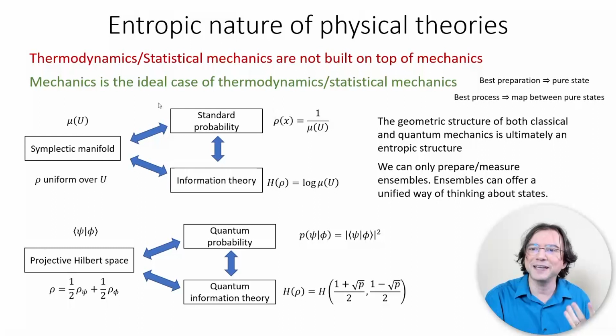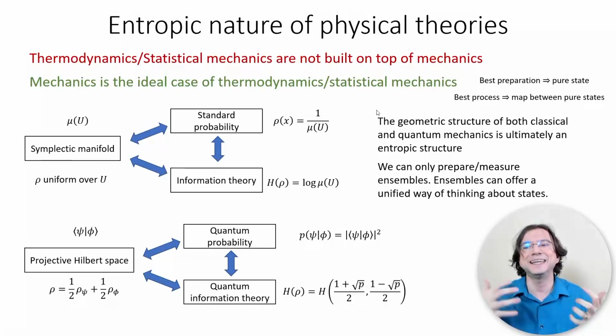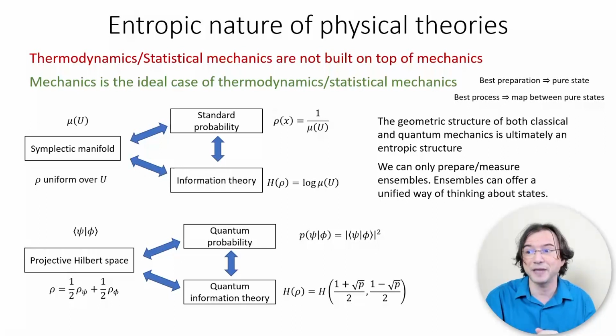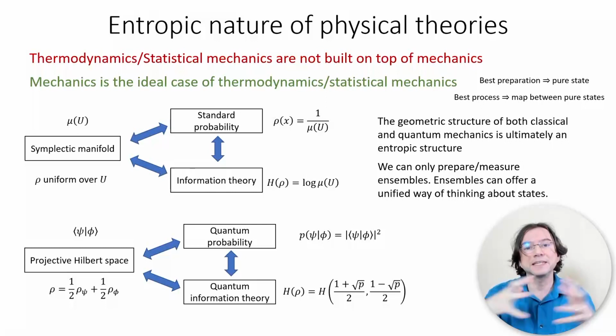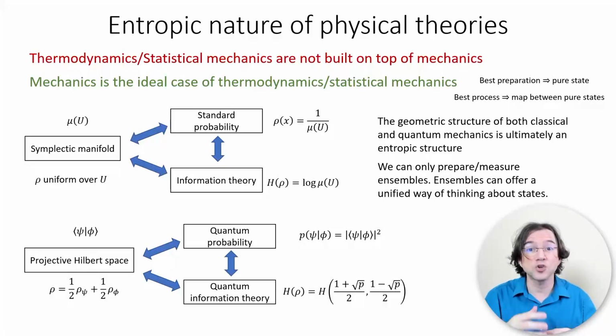And so what comes back is that thermodynamics and statistical mechanics shouldn't really be thought of as built on top of mechanics, but really mechanics is the ideal case of thermodynamics and statistical mechanics. So the pure states that we have in classical mechanics and in quantum mechanics, the microstates, the points in phase space in classical mechanics, and the pure states, the rays in the Hilbert space for quantum mechanics, really they should be thought of as the best preparation possible, and the deterministic and reversible processes should be thought of as the best possible map between pure states. And so thinking of all states, even pure states, as ensembles, the pure states being particular ensembles, helps us give a more unified way of thinking, both in classical mechanics and quantum mechanics respectively, but also across theories.